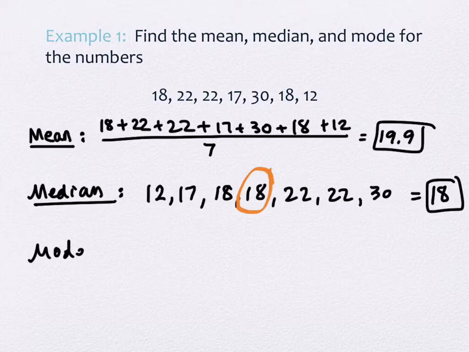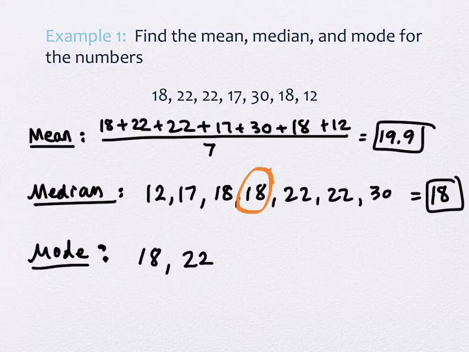Now, mode is the number that occurs most frequently, and it can have more than 1 mode. So if you have 2 modes, you would call it bimodal. If you had 3 modes, it would be trimodal or multimodal, right? But you can have more than 1. And in this particular data set I do. What are my modes in this set? 18 and 22, and I simply have 2 of them.